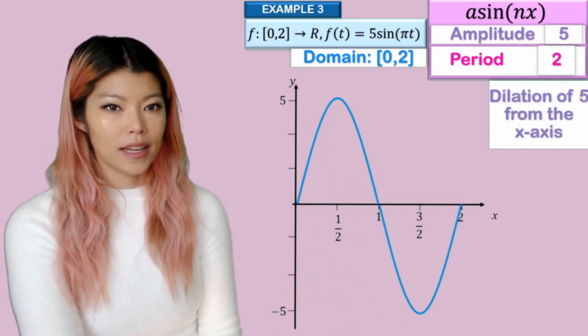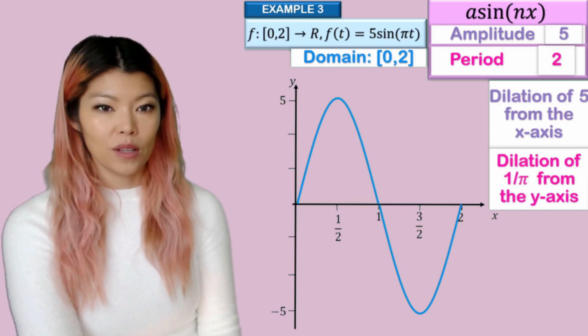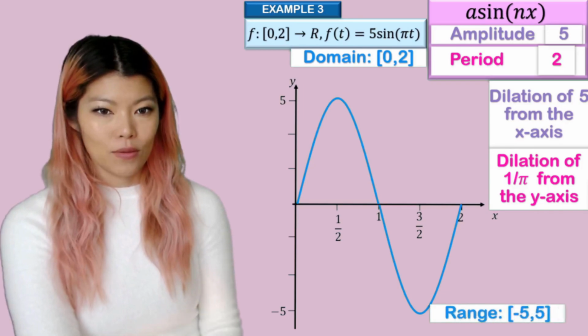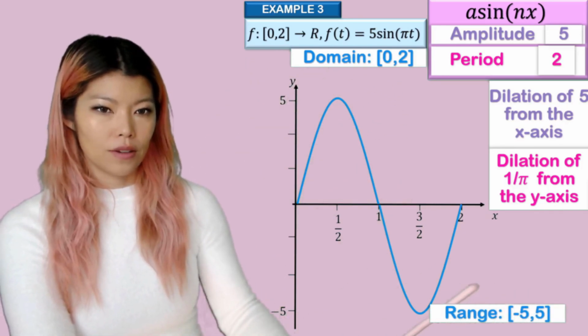So this graph has a dilation of 5 from the x-axis and a dilation of 1/pi from the y-axis. We can also name the range. Lowest y value is -5 to the highest y value of 5 inclusive.